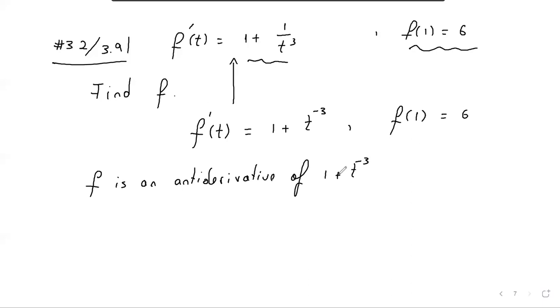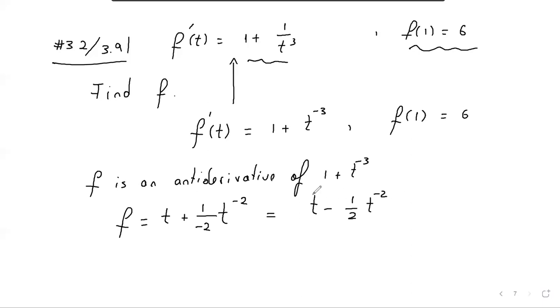So it's very easy to say what f will be. F will be the antiderivative of 1, which is t, and the antiderivative of t to the negative 3 will be t to the negative 2, and then over here I would have 1 over negative 2. So that would be my antiderivative. So let's say for a second that this is t minus 1/2 t to the negative 2.